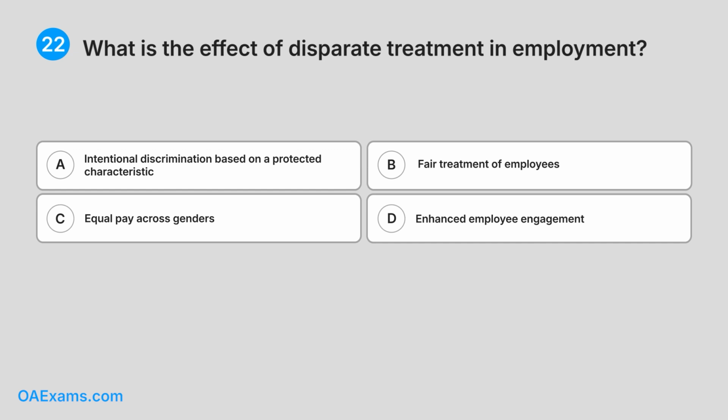22. What is the effect of disparate treatment in employment? A. Intentional discrimination based on a protected characteristic. B. Fair treatment of employees. C. Equal pay across genders. D. Enhanced employee engagement. Do you know the answer?